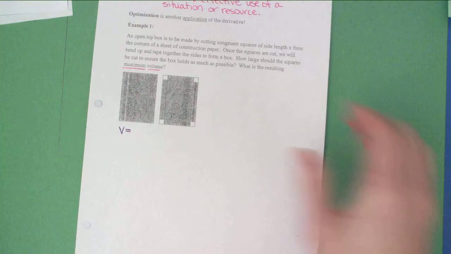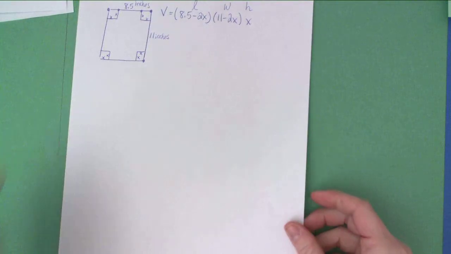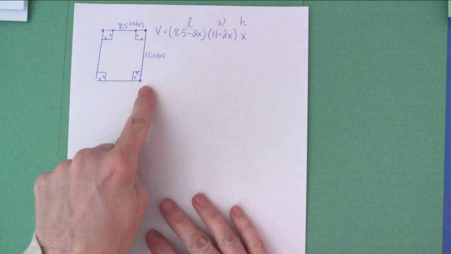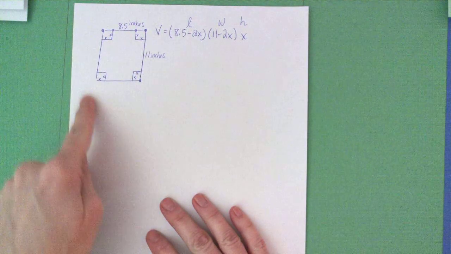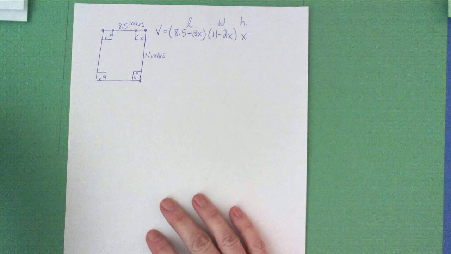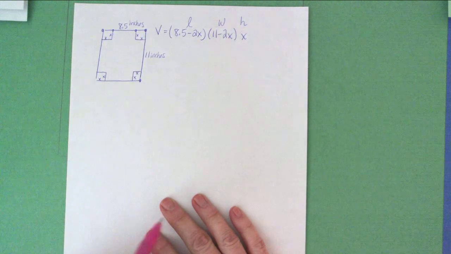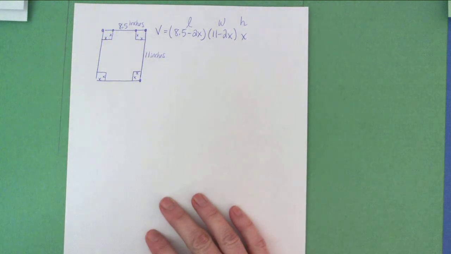I'm going to solve this problem here, and actually I want to show you one more thing. What I did here on this separate sheet of paper, and you can feel free to put this right on your note sheet, is I redrew the 8.5 by 11 inch piece of paper, and I modeled cutting out the squares from each corner. And what I want to talk about is the volume now.